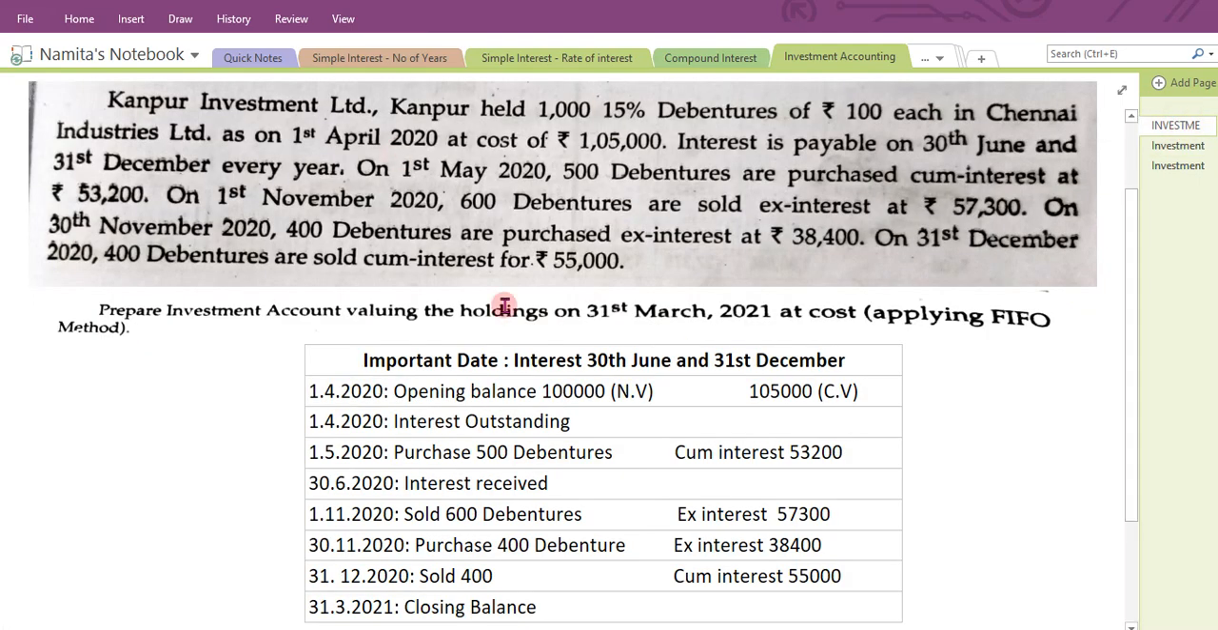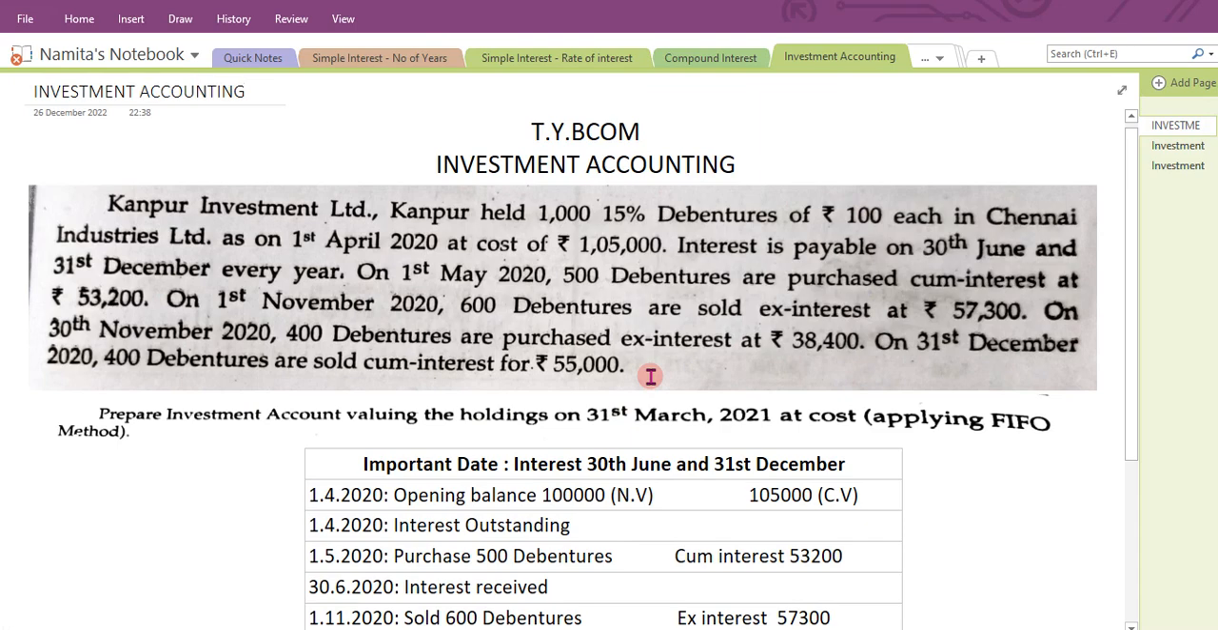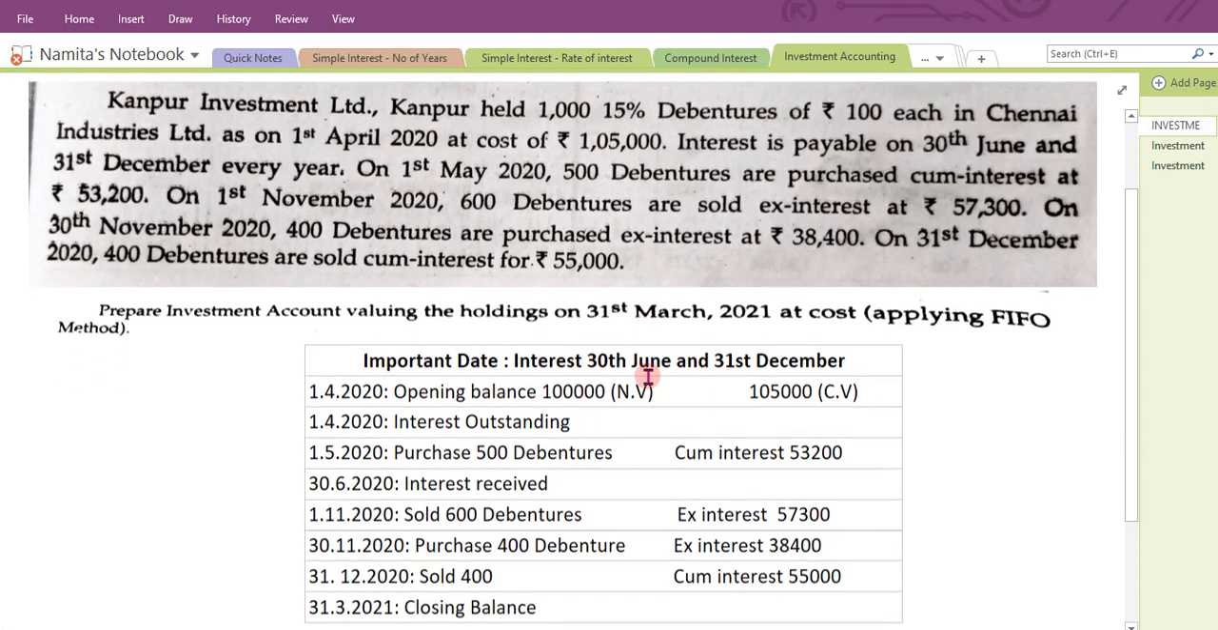Now we have read the question properly, and I have taken down some important dates. Now, what is the important date in investment accounting? Interest. On which date is the interest paid or received? In the question it is given that interest is payable on 30 June and 31st December, right? So I have written it.